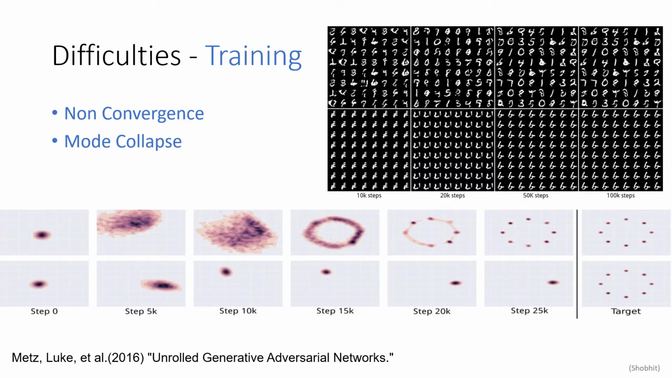There are several difficulties which we can face during the training of the GAN. First one is non-convergence. What happens is that our generator is stuck in a local optimum. It is unable to find the global optimum. It hovers around some garbage. The second problem which we face is mode collapse. Let's see what mode collapse is.